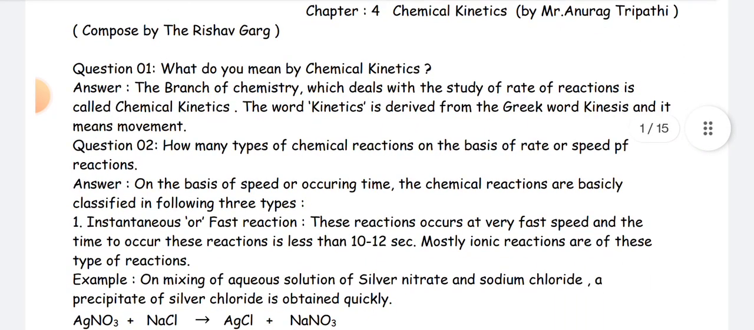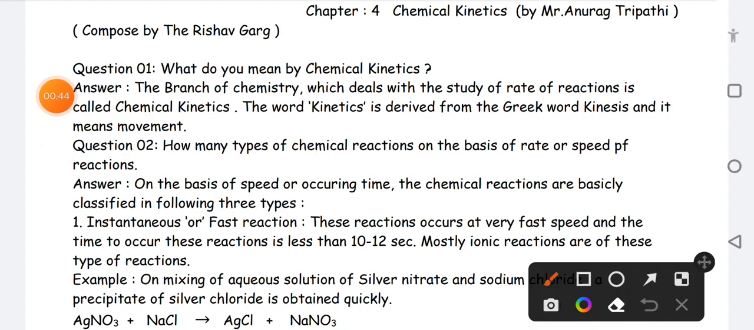Let's start. What do you mean by chemical kinetics? You know very well, the branch of chemistry which deals with the study of rate of reaction is called chemical kinetics. The main important topic and term for the chapter chemical kinetics is rate of reaction. And what is the rate of reaction? Change in concentration of reactants or products in a particular time, or can be said unit time, is called rate of reaction.